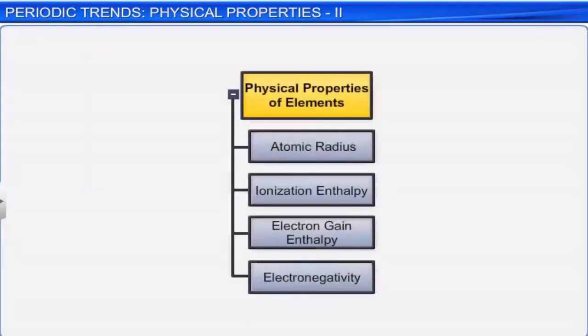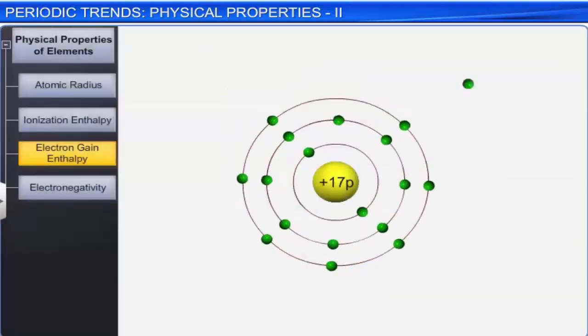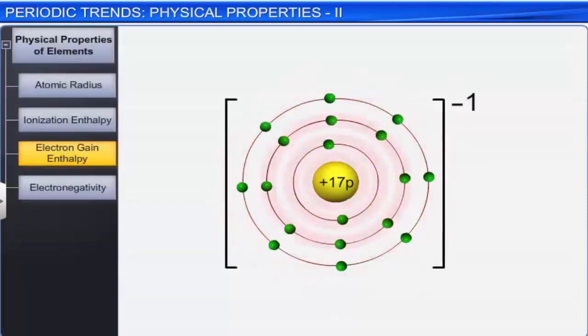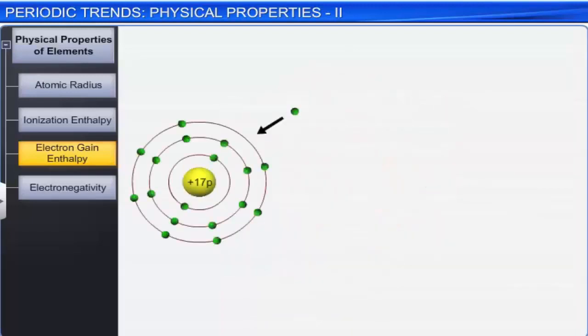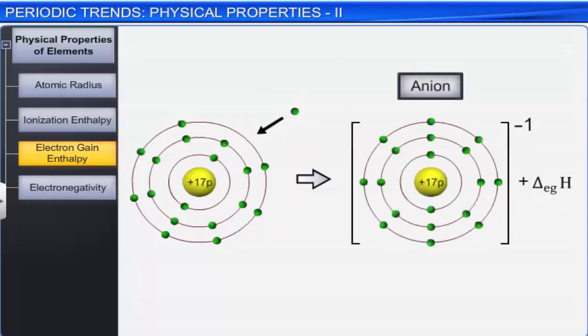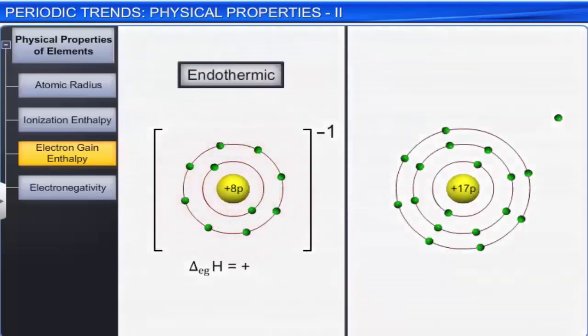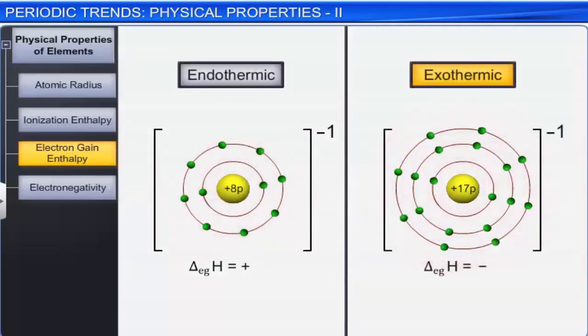Let's look at yet another important physical property: electron gain enthalpy. It is the measure of the ease with which an atom can gain an electron and form an anion. The enthalpy change during the process of addition of an electron to a neutral gaseous atom to convert it into a negative ion is defined as the electron gain enthalpy. The process of adding an electron can be either endothermic, that is, energy absorbing, or exothermic, that is, energy releasing.